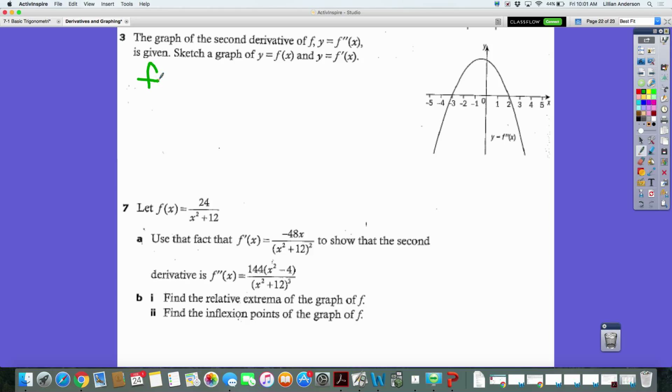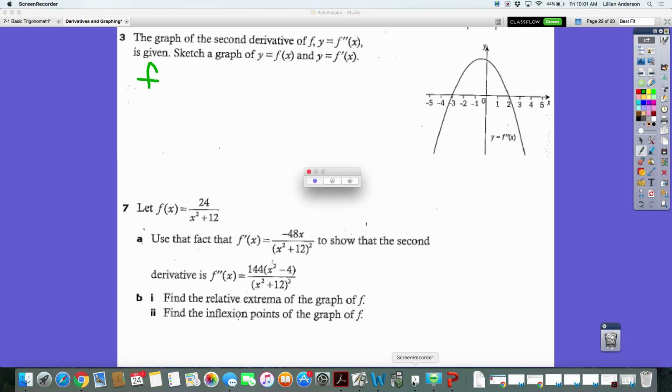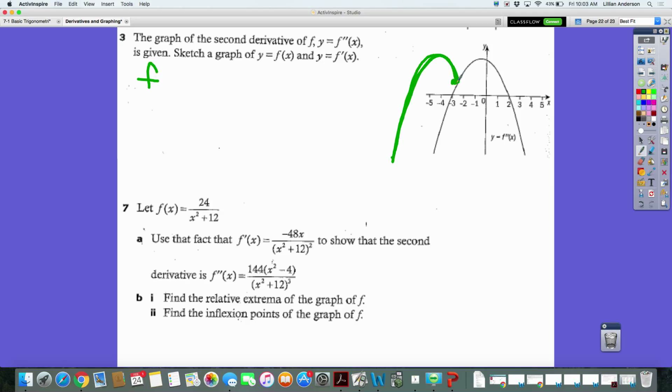I'll say it again. If the second derivative is negative, teachers, please. So since the second derivative is negative, that means we're going to be concave down up until we get to -3. At -3, there's going to be a point of inflection, okay? Because we have an x-intercept on our second derivative, that's going to be a point of inflection.